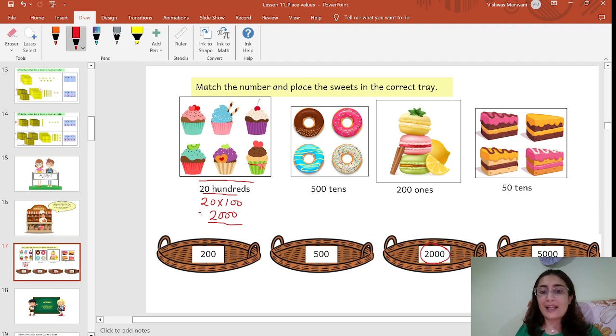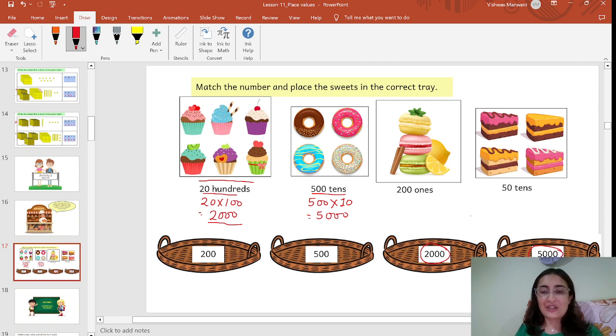Similarly, let's try to find the numbers from the further images also. Here it tells me 500 tens. Now what should I do again? Again the same method. We will write the digit 500 as it is, and in place of tens we will multiply it with 10, which would give me the number 5 and 3 zeros. So 500 tens is also equal to 5000.